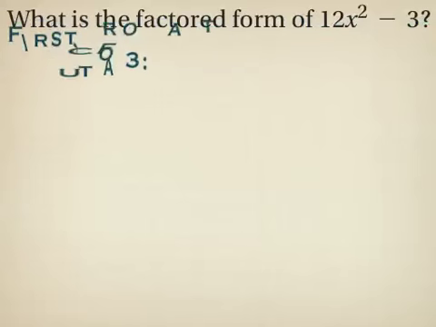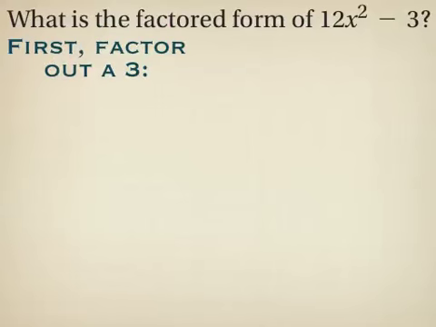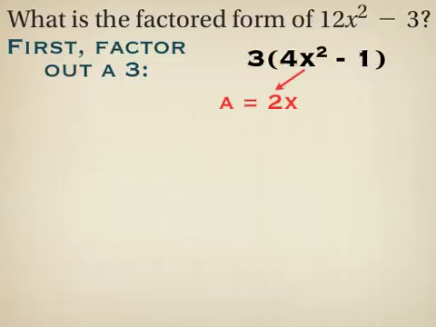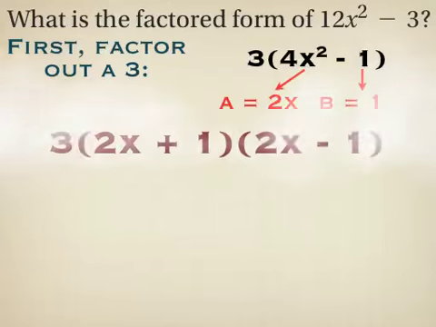So first, we want to factor out a 3, and when we do that, we're left with 3 times 4x squared minus 1. Well, now 4x squared is a perfect square, and the square root would be 2x, and 1 is a perfect square, which would be 1. So I'm not going to be able to get rid of my 3 that I factored out, but I will keep it outside and write 4x squared minus 1 as the two binomials 2x plus 1 and 2x minus 1.